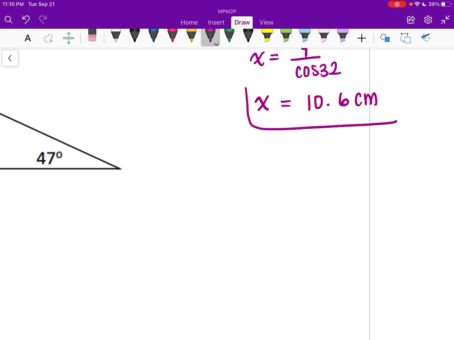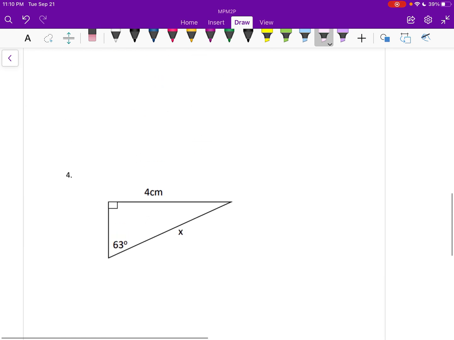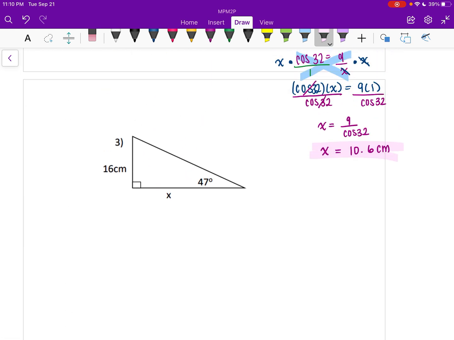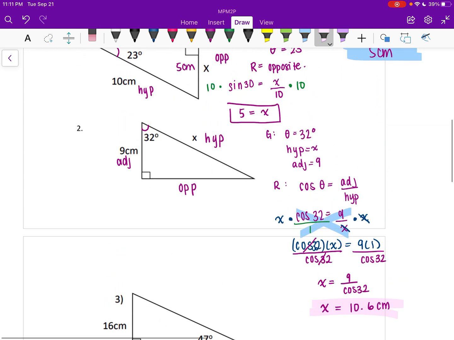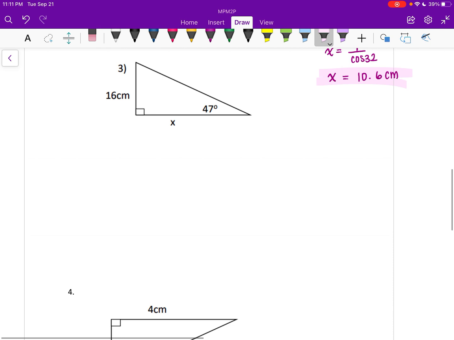Centimeters. Okay. So now what I want you to do is on your own, try doing 3 and 4, and then we'll take them up. So pause the video here, try going through both of those on your own, and then we'll take up the answers together as a class. Okay, so I'm going to do 3 with you.